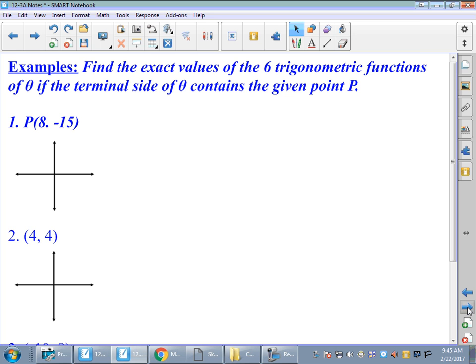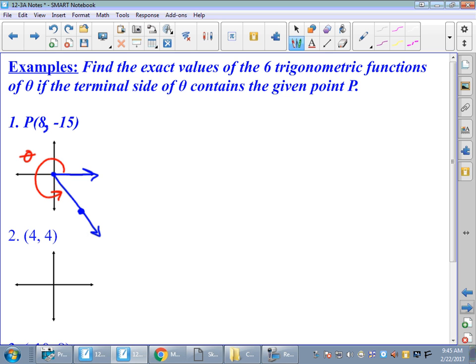And so this is our first ordered pair. That's actually 8 comma negative 15. So if I'm going over 8 and down 15, I'm going to be in the fourth quadrant. It doesn't have to be to scale. Okay, and so I'm going to draw my angle. There's my initial side. There's my terminal side, and here's point P. I'm going to label that this is angle theta. So we're going to find the 6 trig values of that angle.